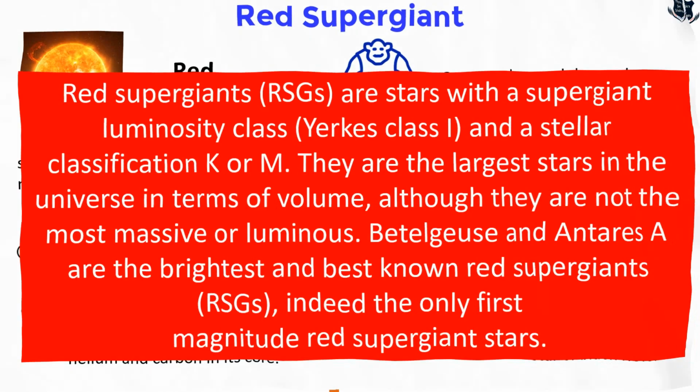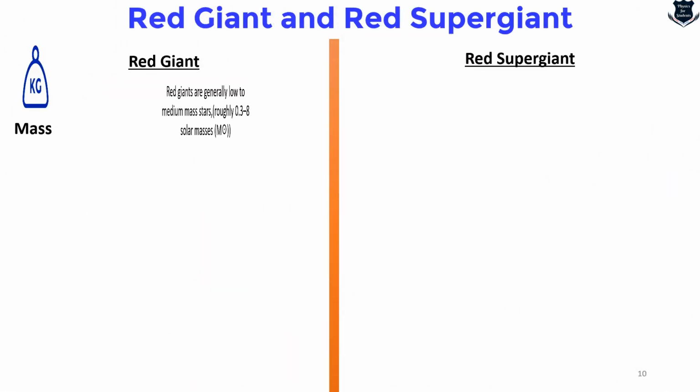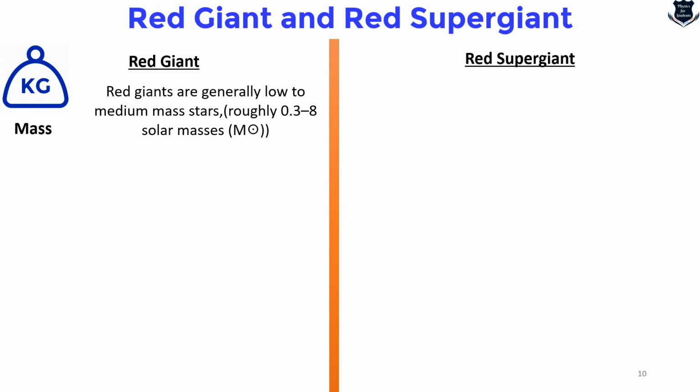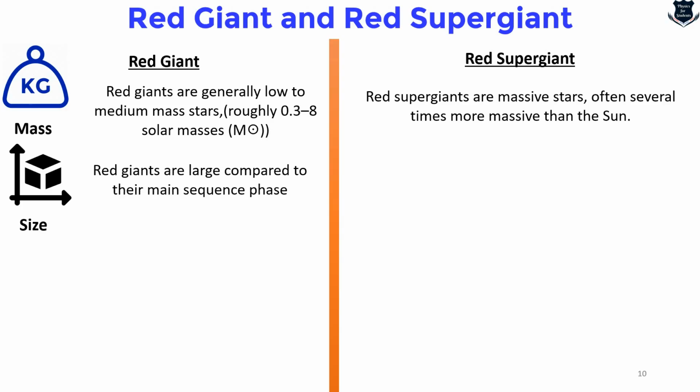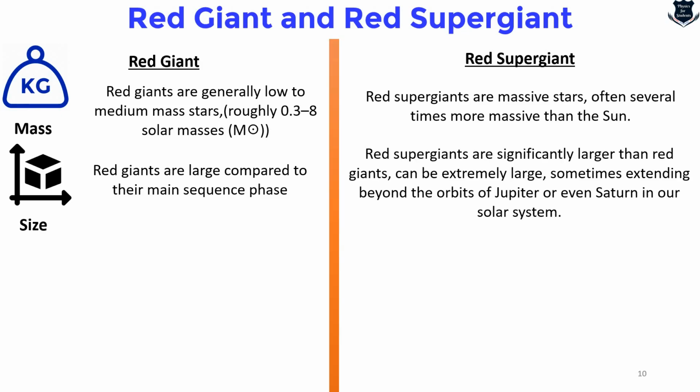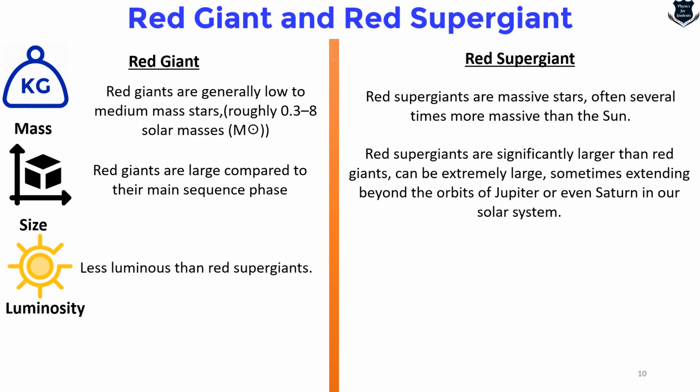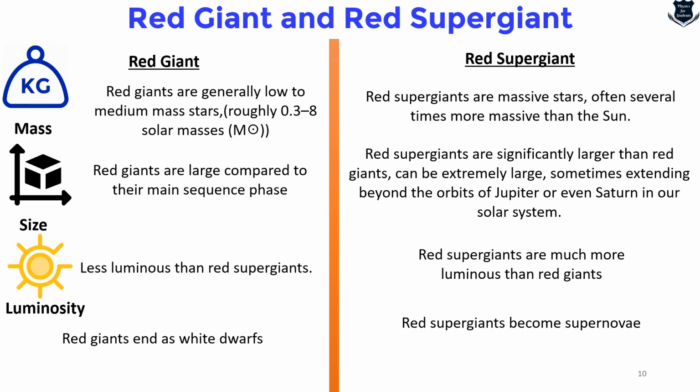So what is the relation or the difference between them? If you go by mass, then red giants are generally low, 0.3 to 8 solar mass, and these red supergiants are often huge, massive. If I go by the size, then you will see that red giants are large compared to the main sequence phase, but red supergiants are significantly larger, sometimes extending beyond the orbits of Jupiter or even Saturn. If I go by the luminosity, then red giants are less luminous, these are very much luminous, and red giants ultimately end as white dwarfs, but this ultimately leads to an explosion which creates a kind of supernova.